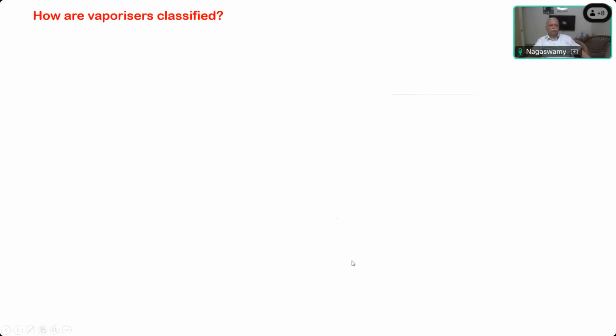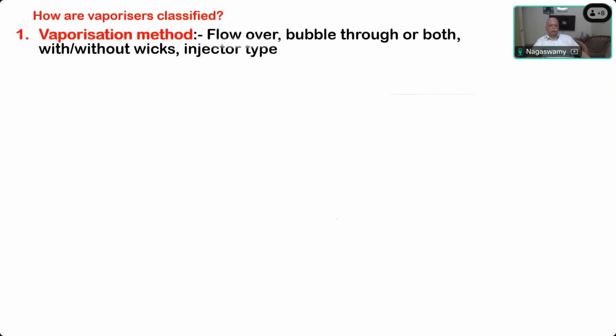Okay. So the common question they may ask you is, how are vaporizers classified? This can be a question in the theory paper also. So how do you classify the vaporizers? Based on 6 things, sir. There are different ways of classifying based on the functional status and mode of action. So it is not a single classification.